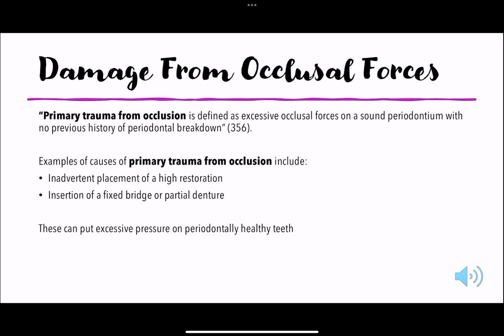Primary trauma from occlusion is defined as excessive occlusal forces on a sound periodontium with no previous history of periodontal breakdown. Examples of the causes of primary trauma from occlusion include inadvertent placement of a high restoration or insertion of a fixed bridge or a partial denture. These can put excessive pressure on periodontally healthy teeth.